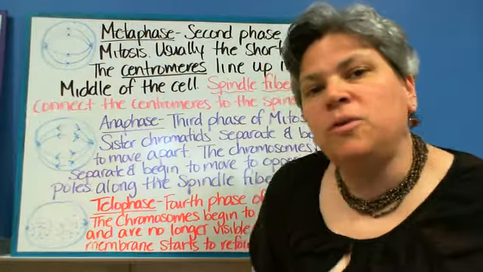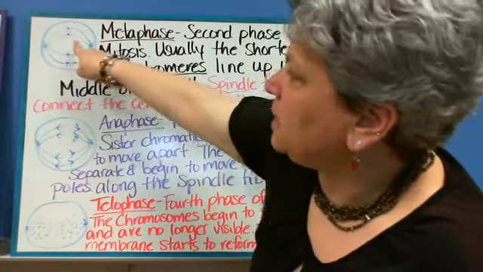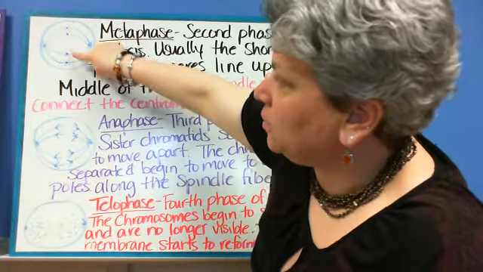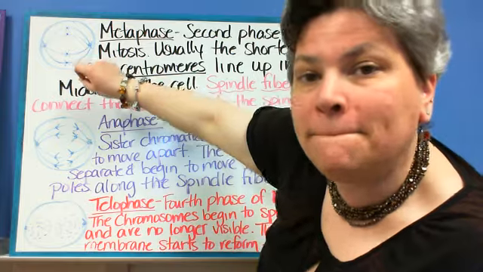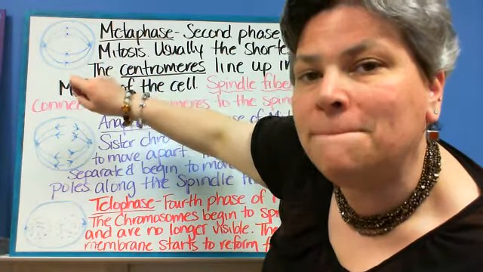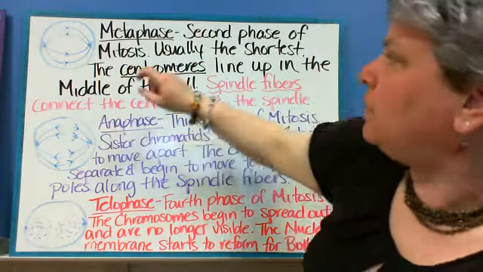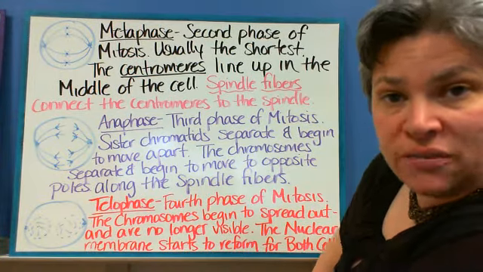After prophase, we move to what they call metaphase. So again, here's my spindle. It's got something attached, and you can see my chromosomes. There's a very important thing for you to notice during metaphase: the chromosomes have moved to the middle. So in metaphase, they've gone to the middle. Metaphase is the second phase of mitosis. It is usually the shortest phase.